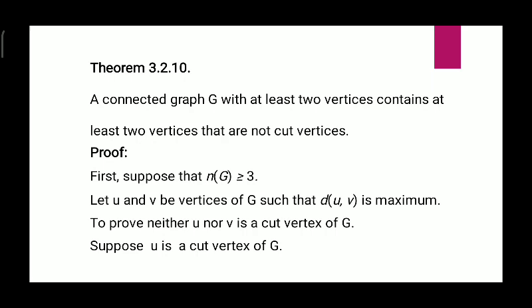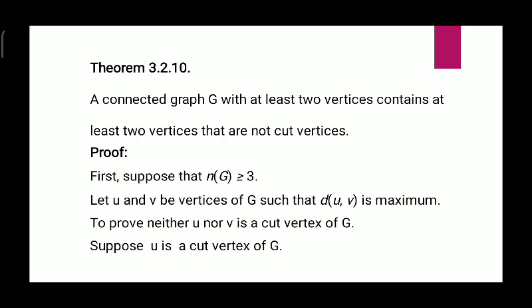Next, a connected graph G with at least two vertices contains at least two vertices which are not cut vertices. Suppose that n of G, the number of vertices of G, is greater than or equal to 3. Let U and V be two vertices of G such that the distance between U and V is maximum. Here d of UV means the length of the shortest path, and I am assuming that the shortest length of the path is maximum. To prove that neither U nor V is a cut vertex of G.